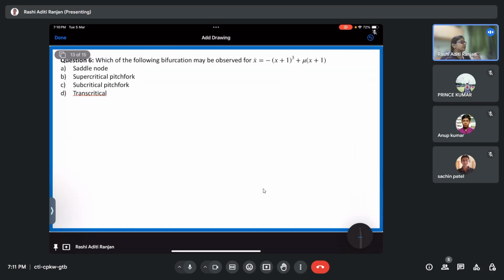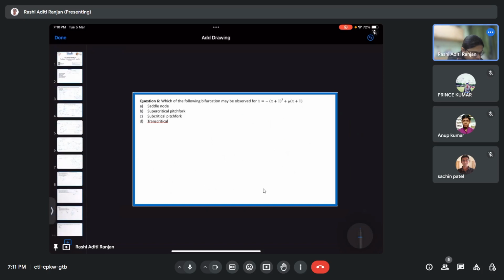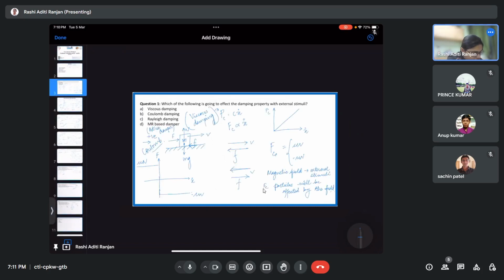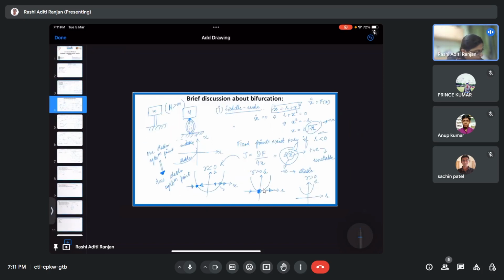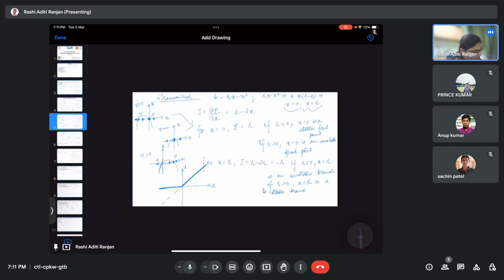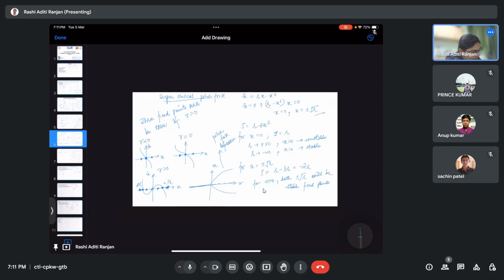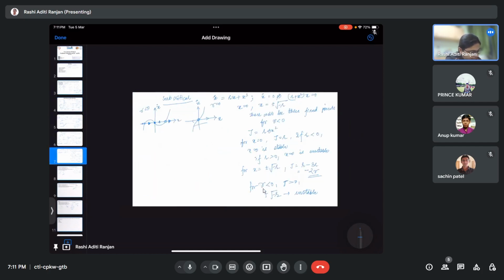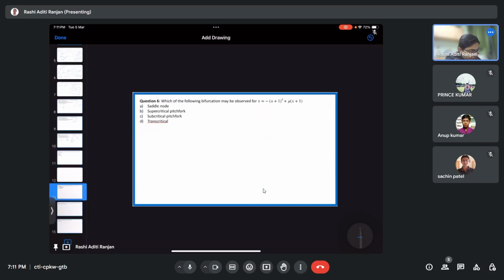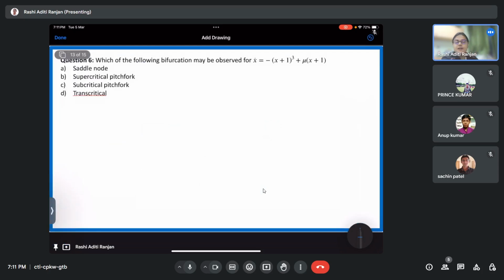The critical value was 0. At r is equal to 0, you can see here, the change in the system's equilibrium state was happening at r is equal to 0. Here also at r is equal to 0. So my r is equal to 0 was my critical value of the parameter.